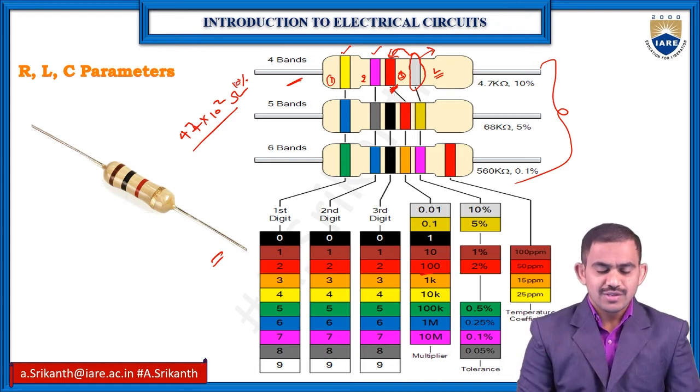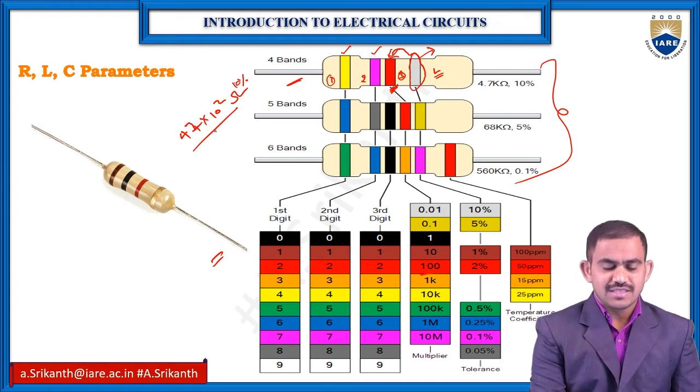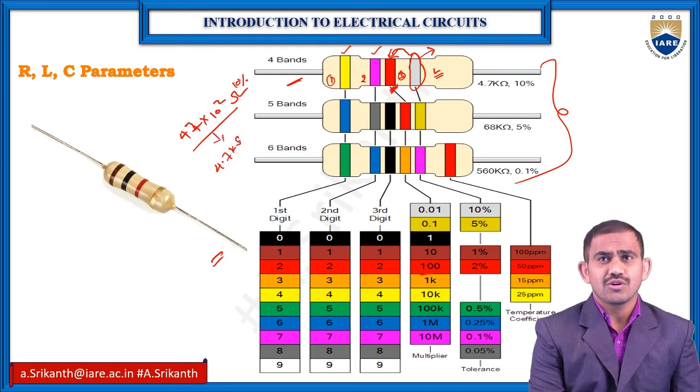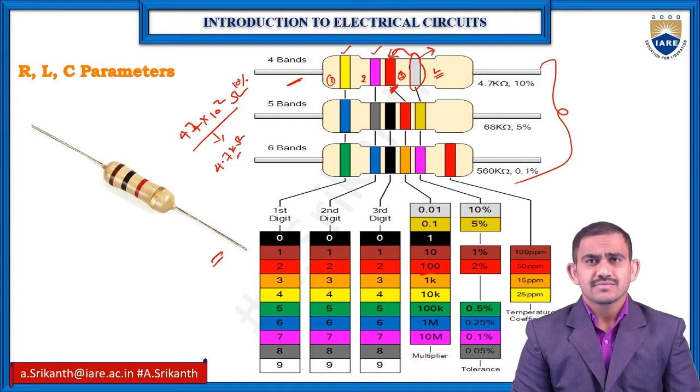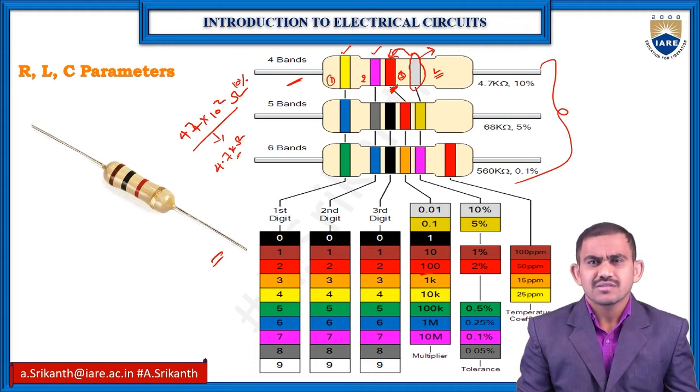Now, the same resistor you can write as 4.7 kilo ohm. Kilo means 10 power 3. You can write it like that also, no worries. So this is about the 4 band. Then coming to the 5 band, same procedure.